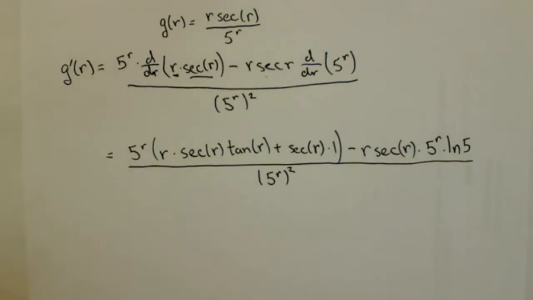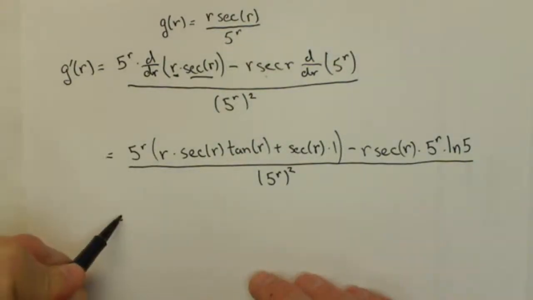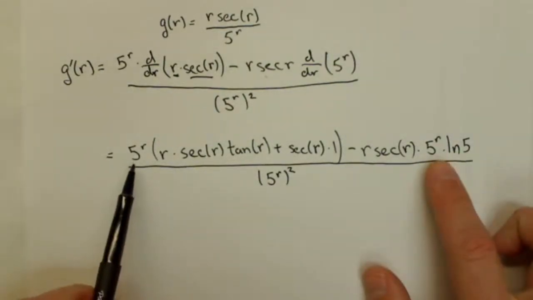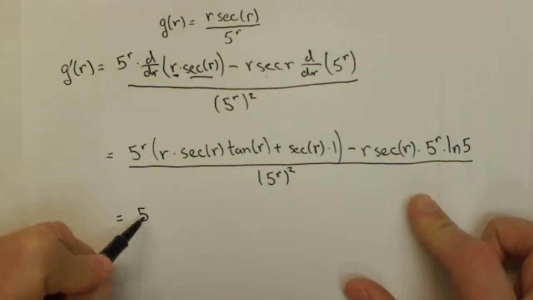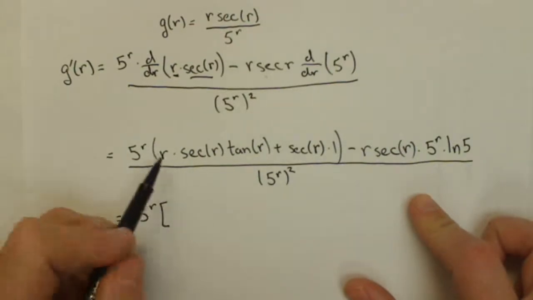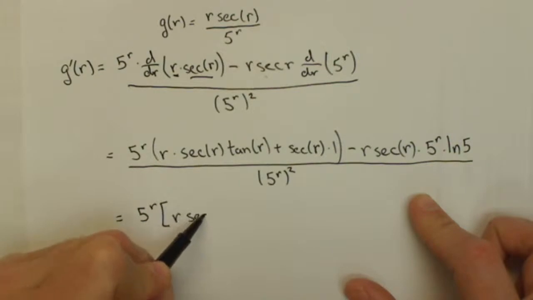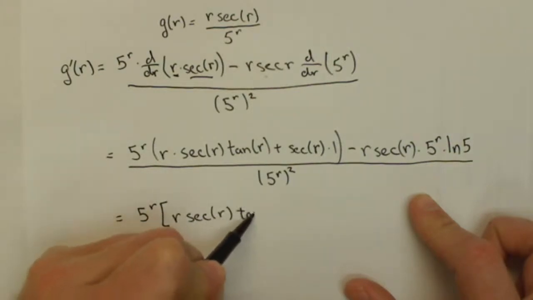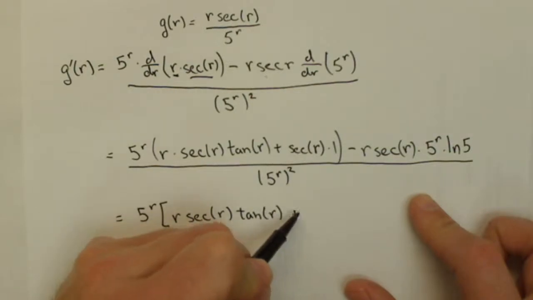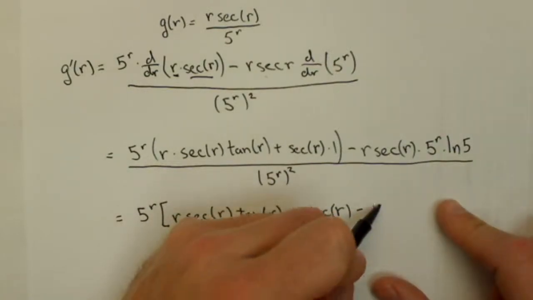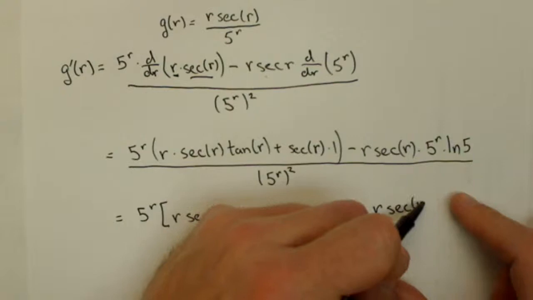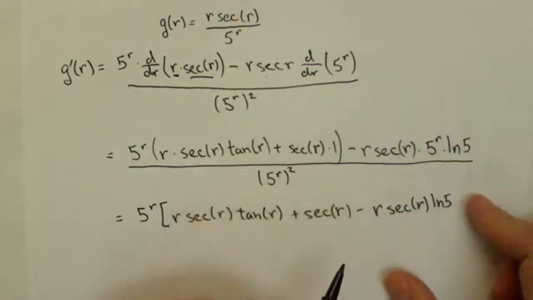squared. Now there's going to be a little bit of simplifying we can do, and it's because of that exponential piece. Notice there's a 5 to the r in each of these products, so I'm going to pull that out front. So 5 to the r, and then what I have left is r secant r tangent r plus secant r minus r secant r ln of 5. That ln of 5 is going to keep us from canceling out any terms like we'd really like to.